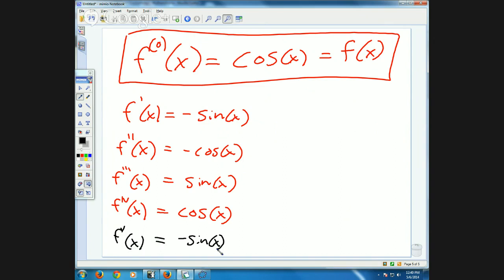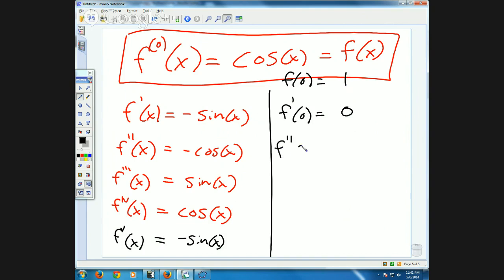Okay, we've got the derivatives. Once we find them, we plug in our center. What's our center? 0. So f prime of 0. Sine of 0 is 0. Oh, we forgot our original function up here. F of 0 is 1. F prime of 0 is 0. F double prime of 0. What's the cosine of 0? It's now negative 1.